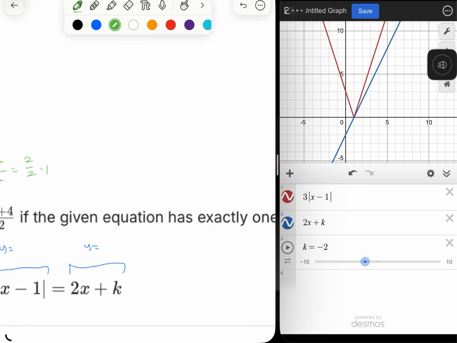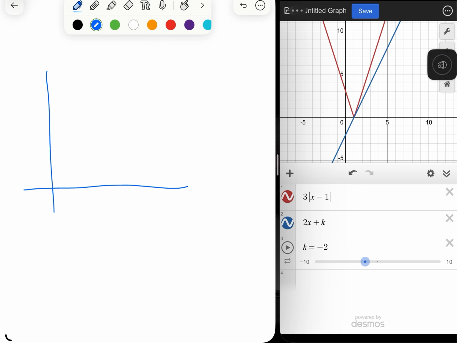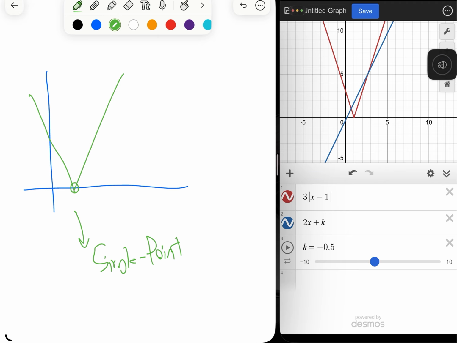And that single point I'm referring to, if we have an absolute value function, is the vertex. That's my single point here. So that's what I mean when I say it's a single point lock. The value of k locks onto that single point, which is the vertex. You can think of it as a transition point, where it goes from two solutions to one, or from zero solutions to one solution.